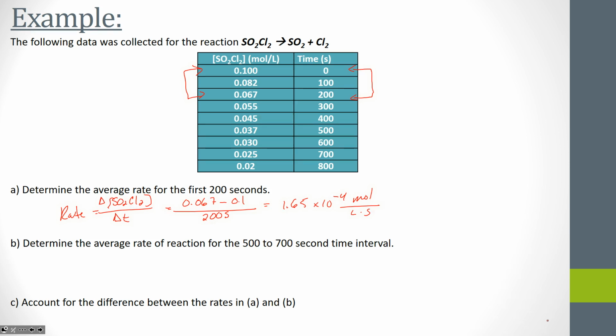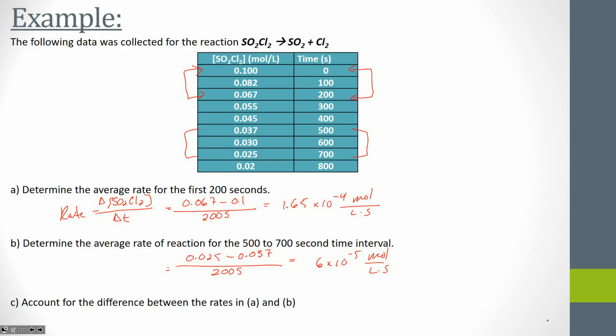Now, your answer will be negative because the value is dropping, but remember, we always state our rates as a positive value. Now, if we're talking about the average rate for the 500 to 700 time interval, it's the same thing. It's going to be the change in concentration over change in time. So our change in concentration is 0.025 from 0.037, and again, a 200-second time interval. So our average rate over those 200 seconds is 6 times 10 to the negative 5 moles per liter times seconds. And again, it should be negative, but we're making it positive.